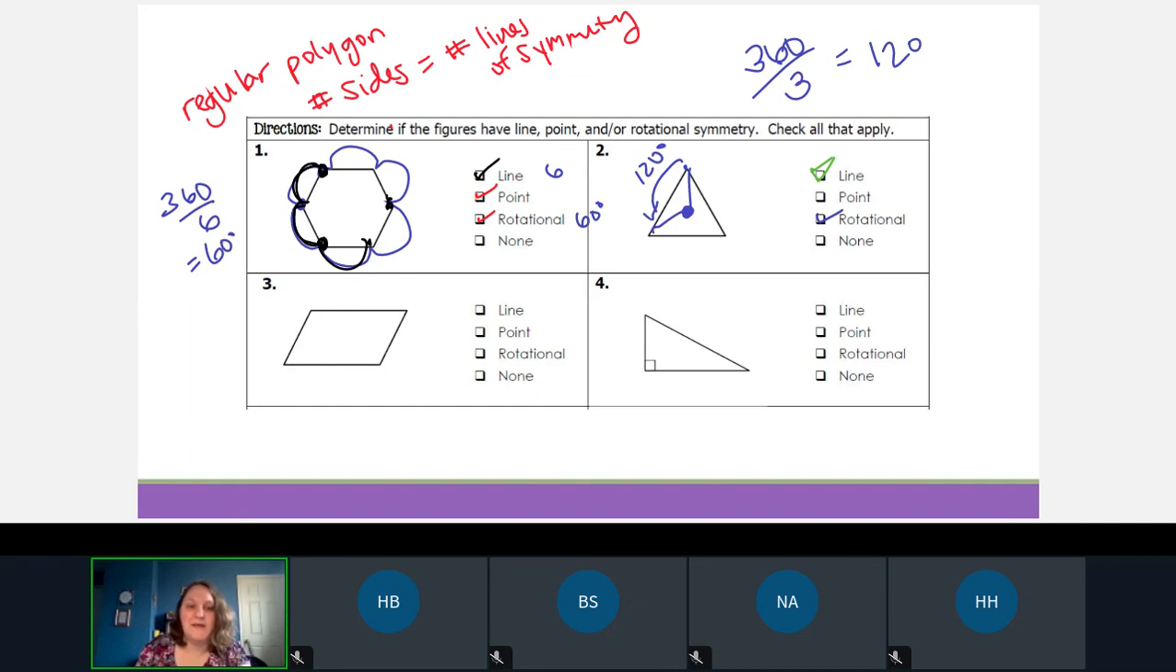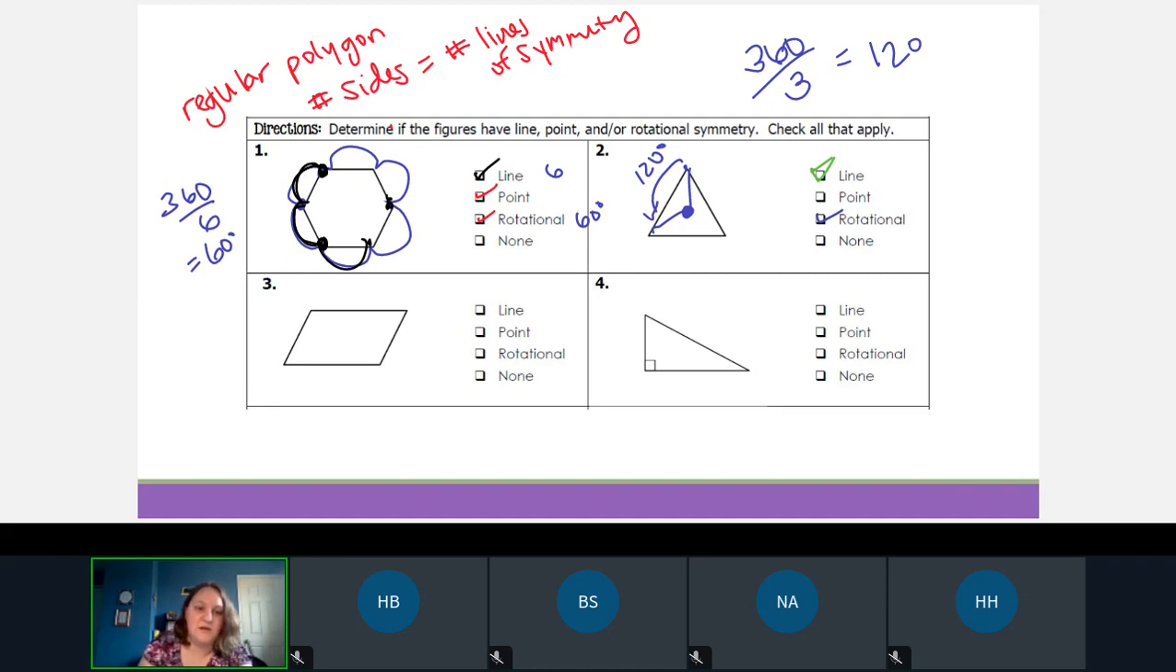How about point? If I turn it upside down, would it look the same? Nope, it wouldn't look the same. If I turned it upside down, this point would end up being like down here. That's not the same. Okay, so not point, not line. Rotational, could I rotate it?